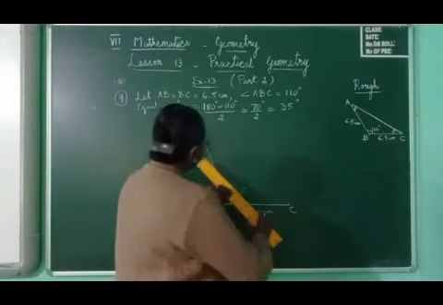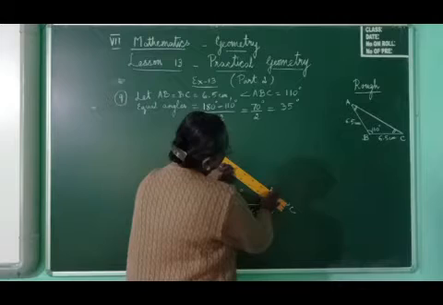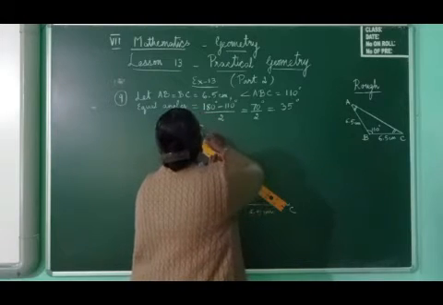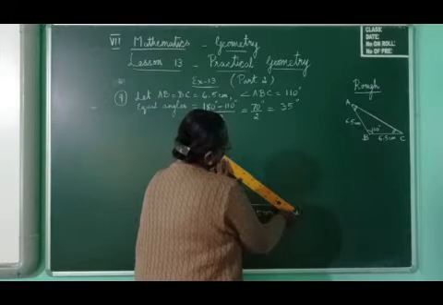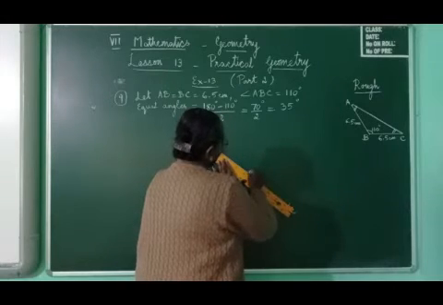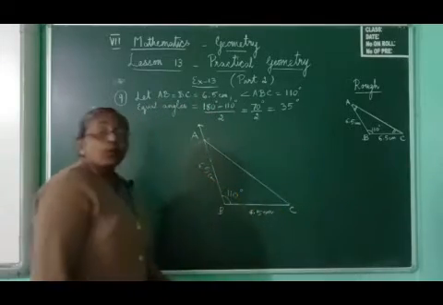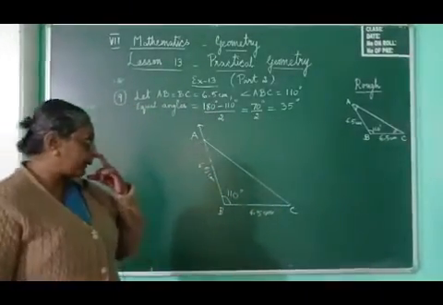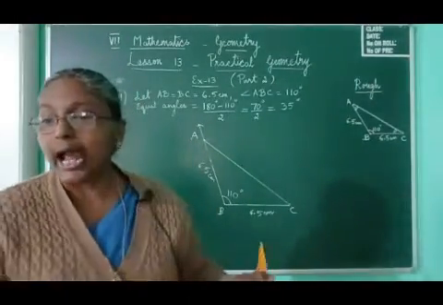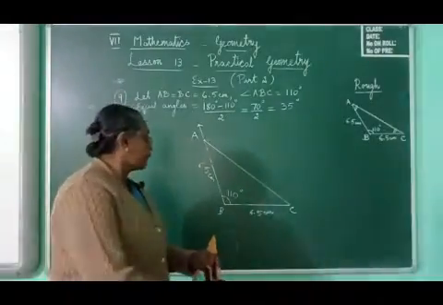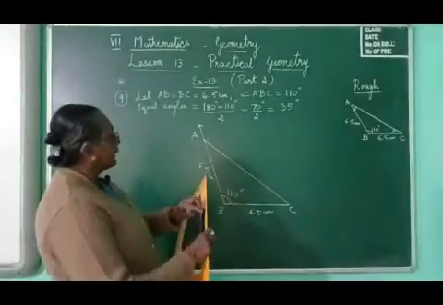Now you can join AC. We can join A to C. That will be the third side, the side which is not equal. We have formed the triangle ABC, but we are asked to measure the two base angles. If we take this to be the vertical angle, then angle A and angle C will be the base angles.